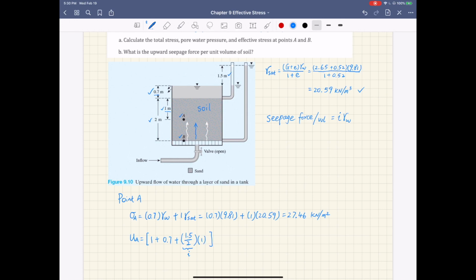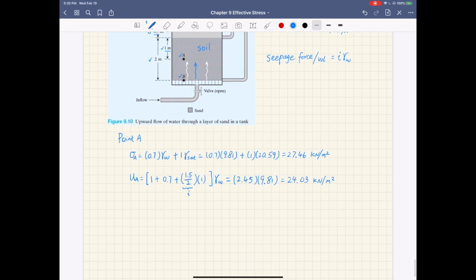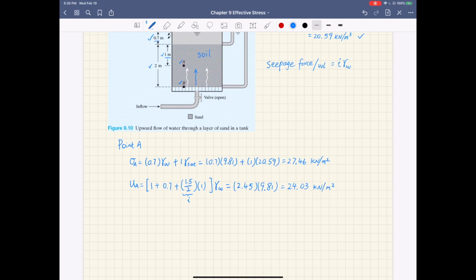And then times unit weight of water. So this gives you 2.45 times 9.81 equals 24.03 kilonewton per meter square. So then the effective stress at point A, sigma A prime, is the difference between the total stress sigma A minus pore pressure U A, and this is 3.43 kilonewton per meter square. Okay. So that's point A.